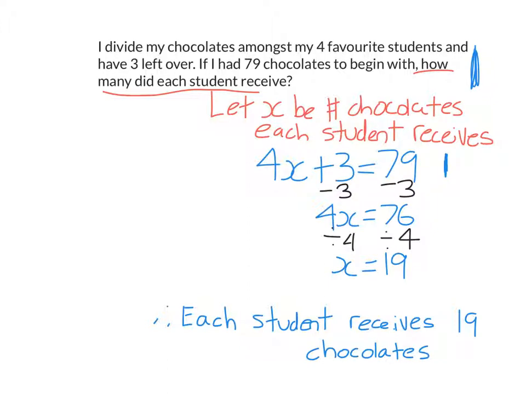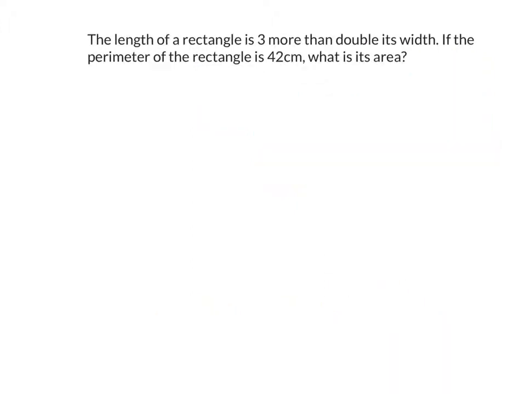All right, let's go and do one more example that's slightly harder. So please pause and copy down this example if you need. Let's look at this example here. Length of a rectangle 3 more than double its width, perimeter 42 centimeters, and we want to find the area.